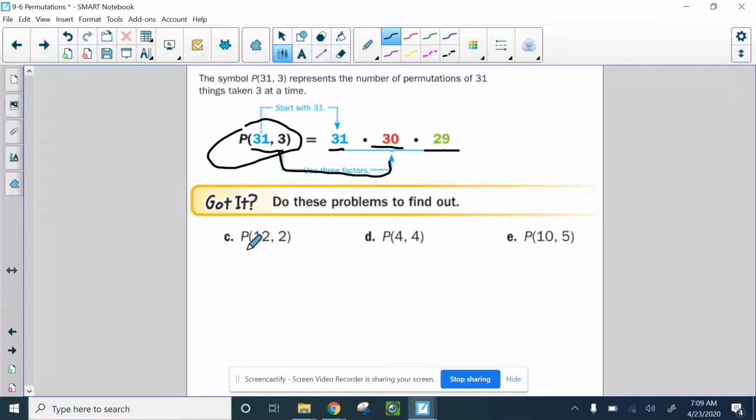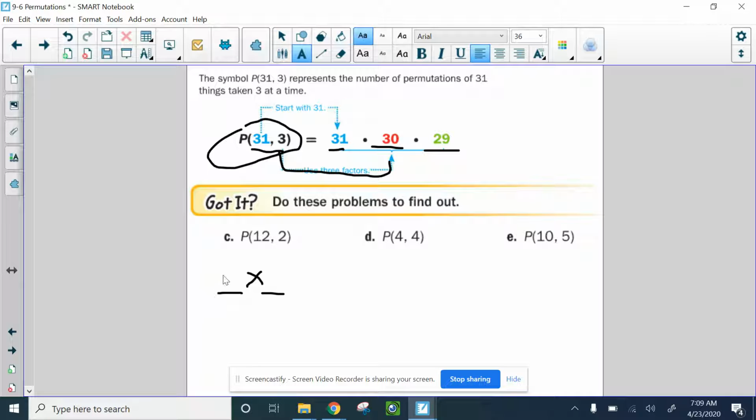So if I have the permutation of 12, 2, this means I'm going to multiply out 2 numbers together. So what I would do is start with 12, and I would want 2 numbers together, so I'm not going to do 12 times 2, I'm going to do 12 times 11 because I'm counting down backwards.